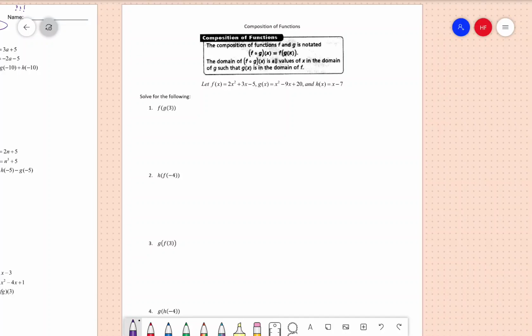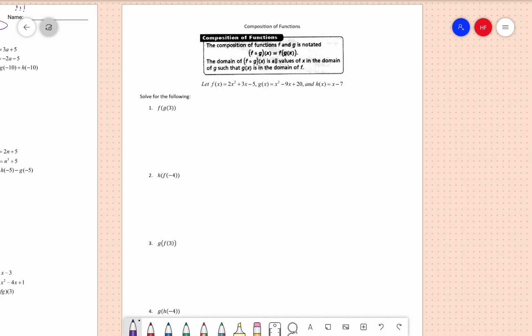Alright, so the last thing we looked at was function operations. Now we're going to look at composition of functions. So the composition of functions f and g is notated f, an open circle, g, so it kind of looks like fog, of x, and that equals f of g of x. So with composition we work from the inside to the outside.